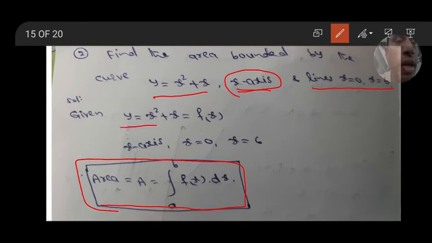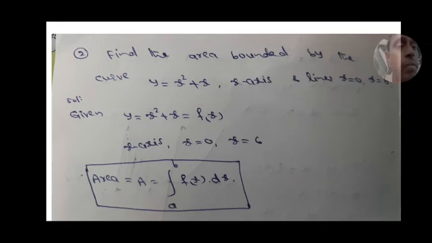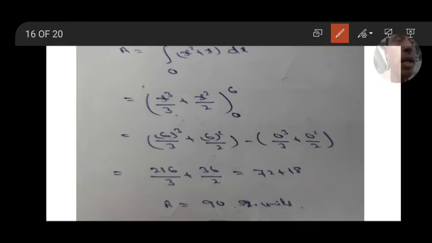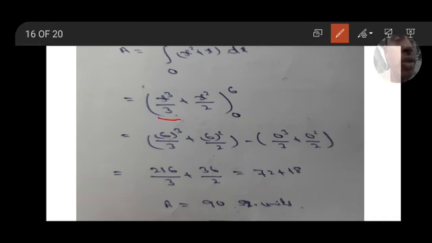Therefore given y equal to x square plus x is f of x, and x equal to 0 is a, and x equal to 6 is b. A to b f of x dx, x axis is given. So substitute in the formula, integration 0 to 6, x square plus x into dx, and x square integration is x cube by 3, x integration is x square by 2, 0 to 6. So substitute upper limit 6 cube by 3 plus 6 square by 2 minus 0 cube by 3 plus 0 square by 2.